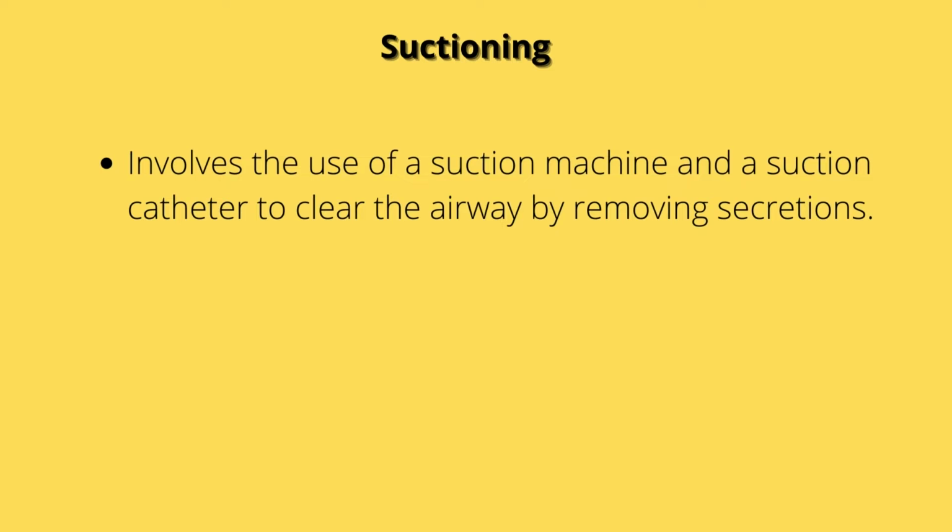Okay? So suctioning. So what is suctioning? It involves the use of a suction machine and a suction catheter to clean the airway by removing secretions. And there are various types of suction catheters. They could have closed suction catheters, mostly seen with pediatrics. They have a Yankauer catheter as well as a straight catheter, okay?